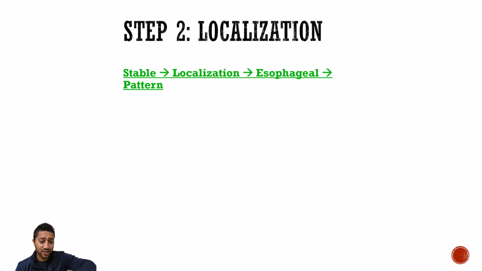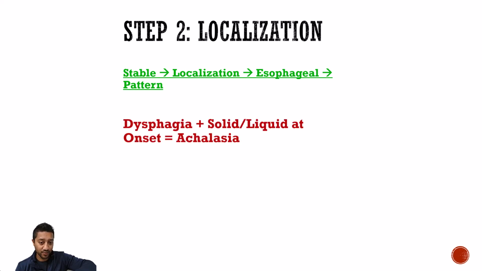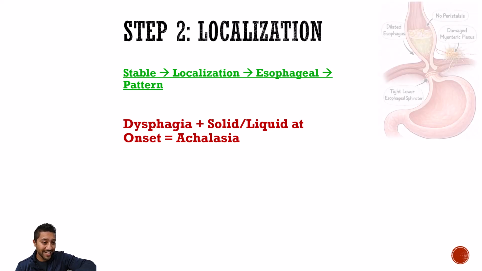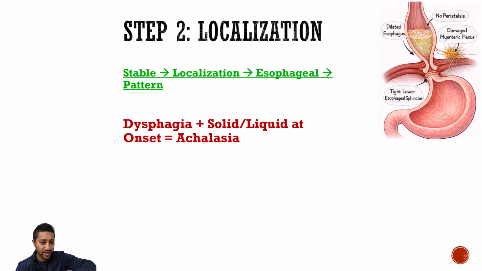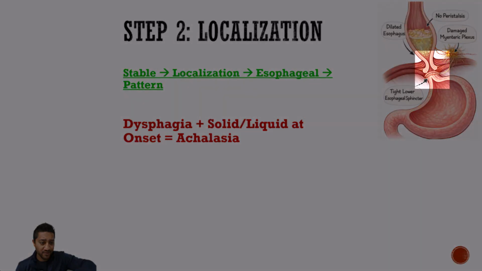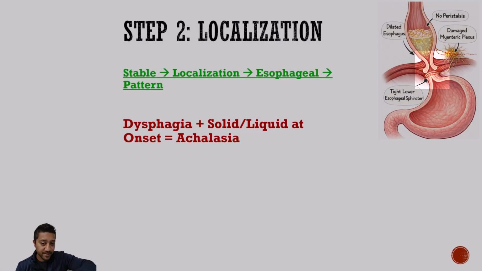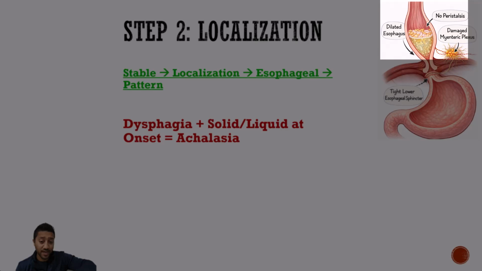If you're presented with a patient who has dysphagia, but they specifically state that when I first started feeling my symptoms, I had both solid and liquid dysphagia at the same time, then this is achalasia until proven otherwise. Remember that achalasia is caused by a dysfunction of the myenteric plexus, which is going to lead to a tightening of your lower esophageal sphincter with absence of peristalsis of your esophageal body.